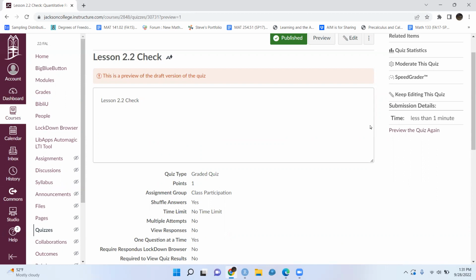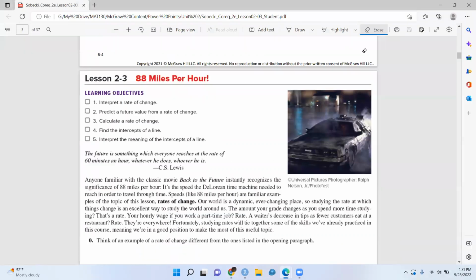Okay, now let's do 2.3. Yeah, looks like my buddy is playing The Witcher 3. Great game.